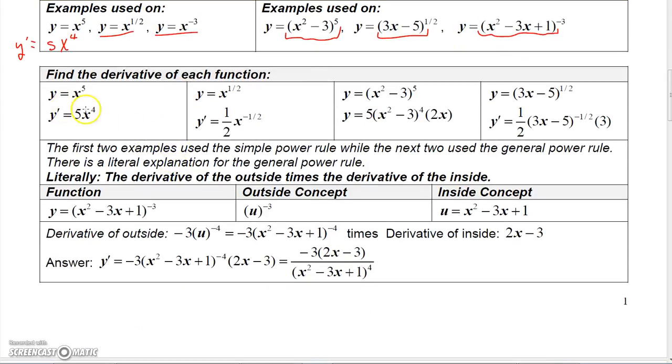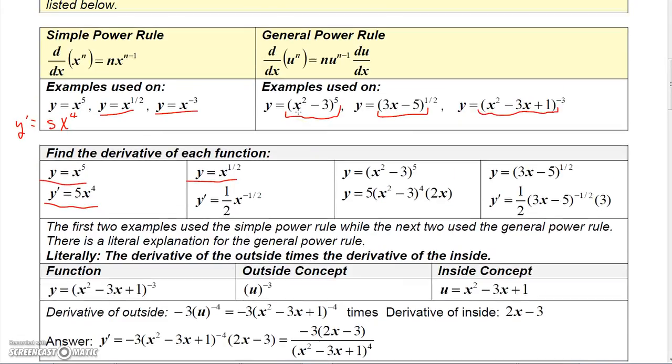So we know how to find the derivative of x to the 5th and x to the 1/2 using the simple power rule. Again, the derivative of x to the 5th is 5x to the 4th. The derivative of x to the 1/2 is 1/2 x to the negative 1/2. But in order to use the general power rule, you actually have to invoke the chain rule where you take the derivative of u to the nth using the power rule, it's n times u to the n minus 1.